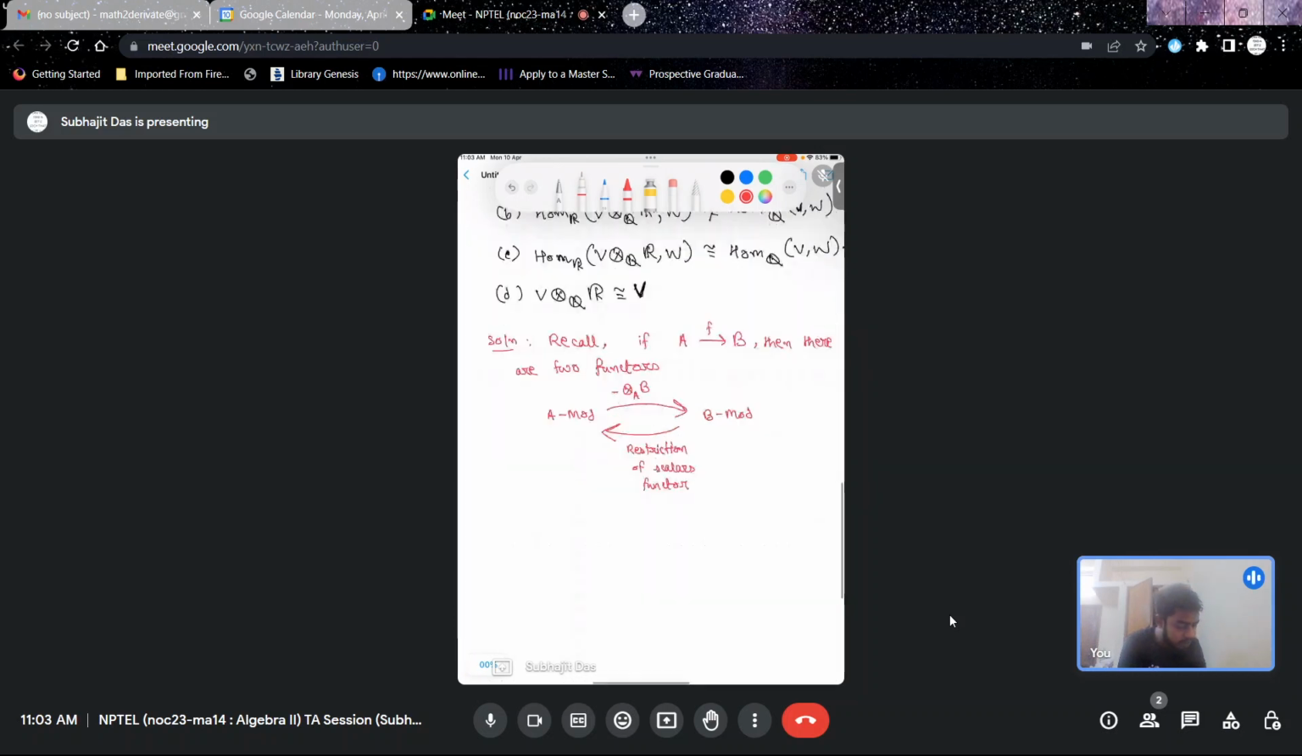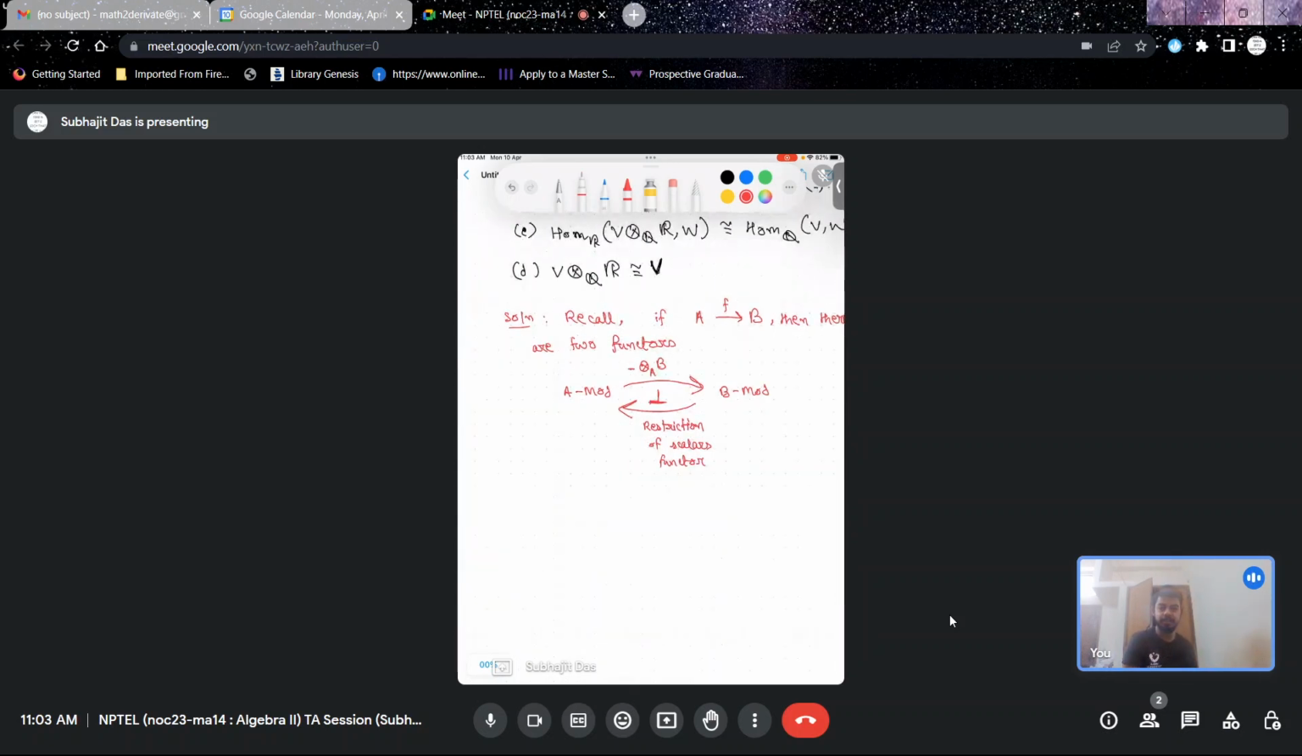Functor, right? And these two functors, if you recall, form an adjoint pair of functors. That is, there is an adjunction between the first functor and the second functor. The first functor, the tensor product functor, is a left adjoint, while the second functor is a right adjoint. So the first functor, the extension of scalars functor, is a left adjoint of the adjoint pair, and the restriction of scalars functor is a right adjoint in the adjoint pair. So there is an adjunction between the two functors.